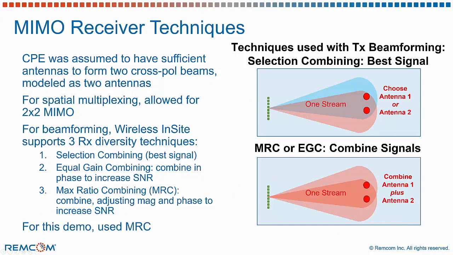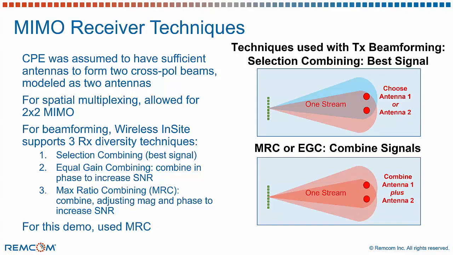Next, we have the receiver techniques. For the singular value decomposition that we described, the spatial multiplexing, the transmitter and the receiver work together to create the multiple streams of data. However, for the beamforming, the receiver can apply some additional techniques to further increase the received signal. So each CPE was assumed to have enough antennas to form two cross-polarized beams, which we modeled as two antennas for this scenario. For spatial multiplexing, that can allow us to do 2x2 MIMO, which means we can form up to two data streams, possibly doubling the throughput.